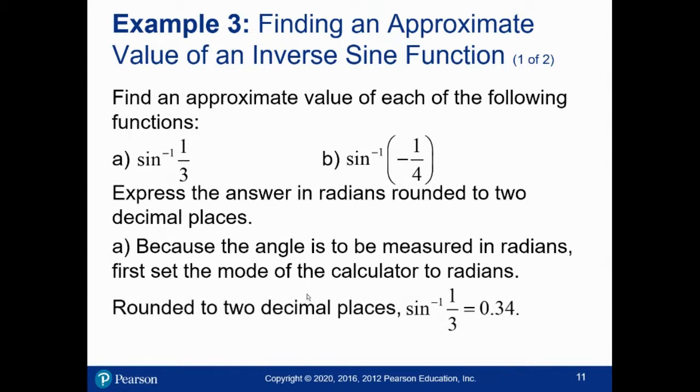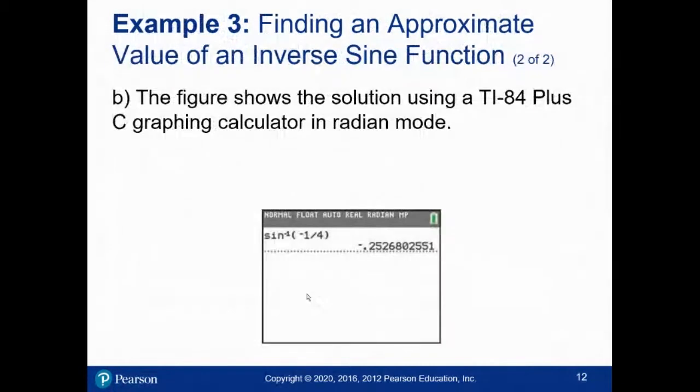If you just punch that into your calculator, you should get that the arcsine of 1/3 is 0.34 radians. And what if you try arcsine of -1/4? About -0.25. There are very few values for which we're going to be able to say what the arcsine is exactly. Normally, we'll just approximate it.